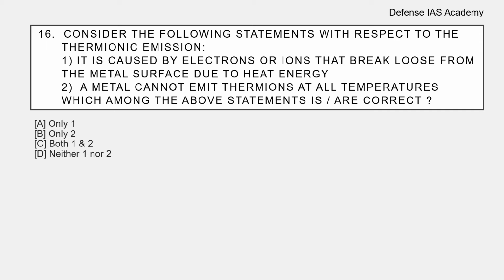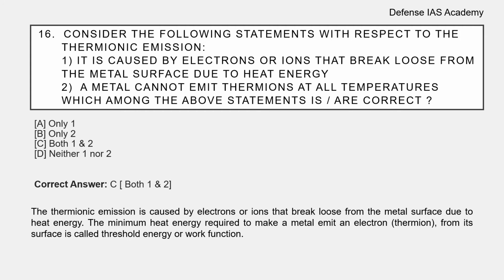Question number 16. Consider the following statements with respect to the thermionic emission. 1. It is caused by electrons or ions that break loose from the metal surface due to the heat energy. 2. A metal cannot emit thermions at all temperatures. Which among the above statements is correct? Options are option A only 1, option B only 2, option C both 1 and 2, option D neither 1 nor 2. The correct answer is option C both 1 and 2.